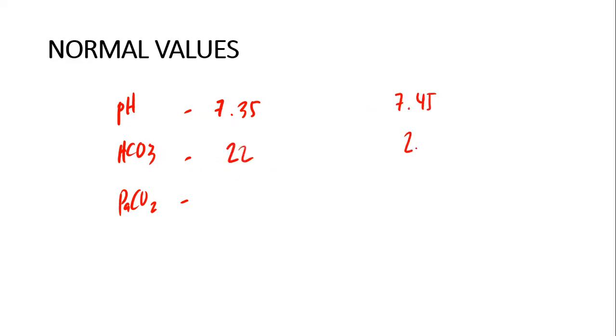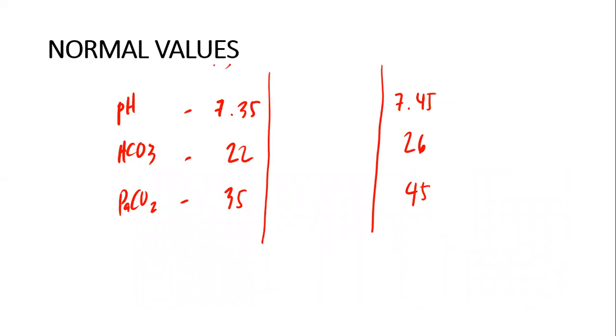Now, in your ABG, there's three factors to consider. You have your pH, you have your bicarb, and you have your PaCO2. So mostly, I just take a look at these three factors or three elements. So the normal values would be 7.35 for the pH, and then we have until 7.45. So we have bicarb is 22 to 26, and then for the PaCO2, we have 35 to 45.